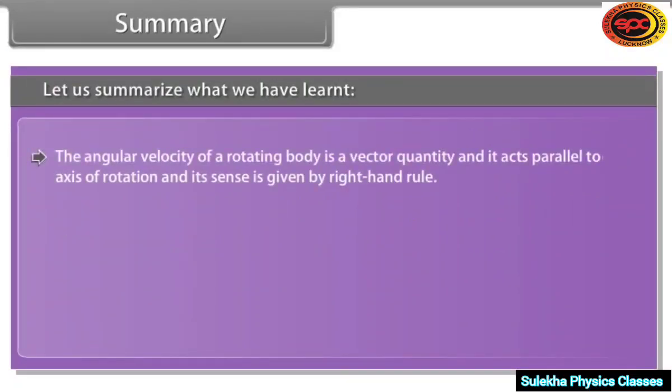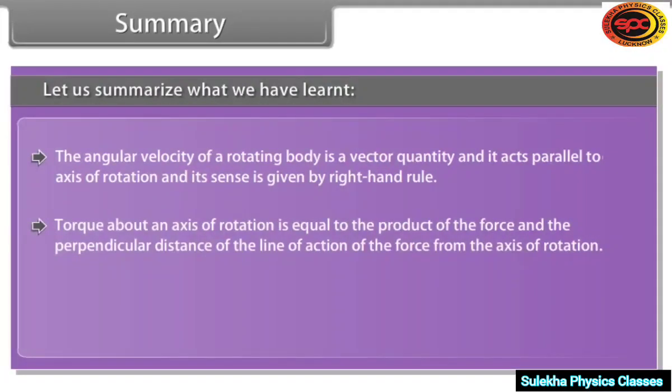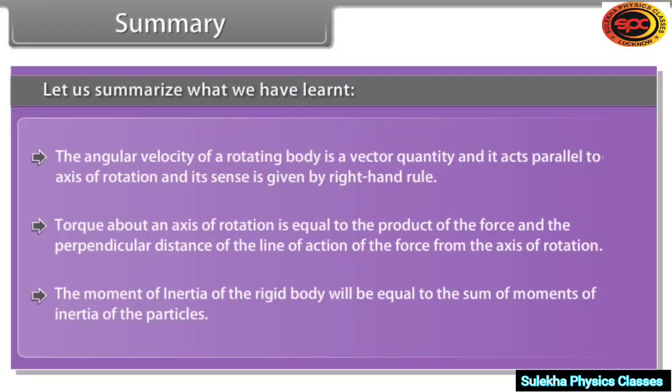The angular velocity of a rotating body is a vector quantity and it acts parallel to the axis of rotation, and its sense is given by right-hand rule. Torque about an axis of rotation is equal to the product of the force and the perpendicular distance of the line of action of the force from the axis of rotation. The moment of inertia of the rigid body will be equal to the sum of the moments of inertia of the particles.